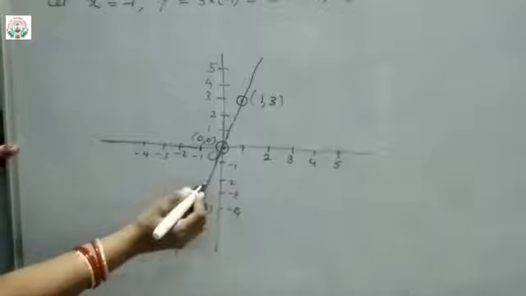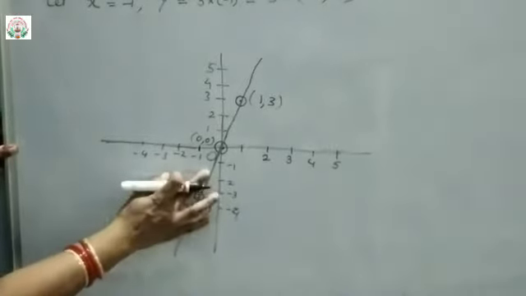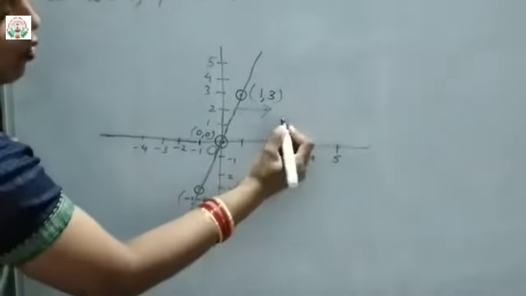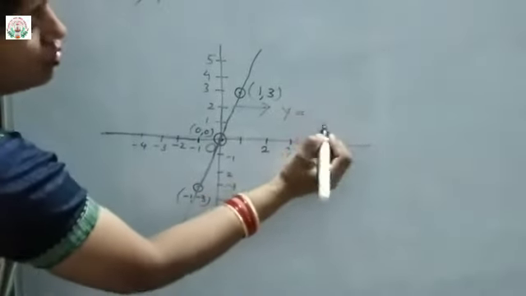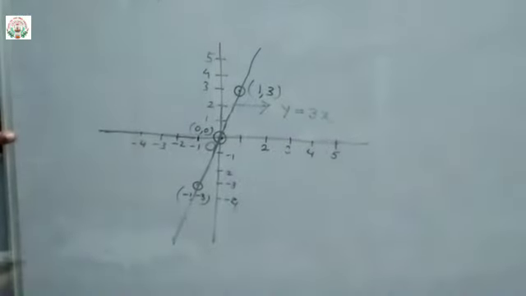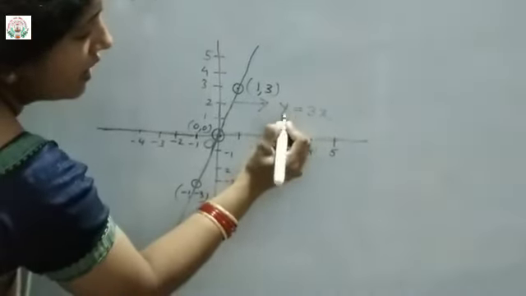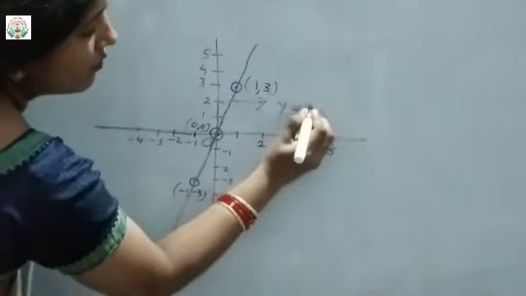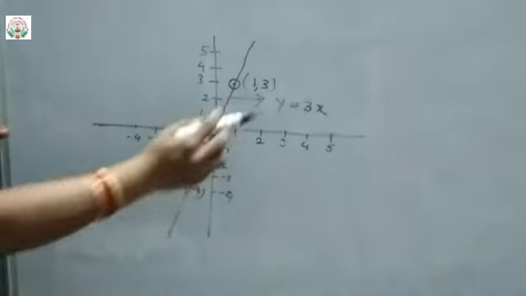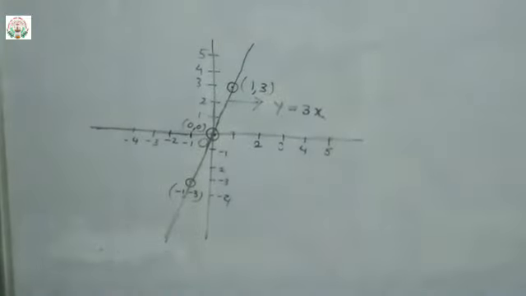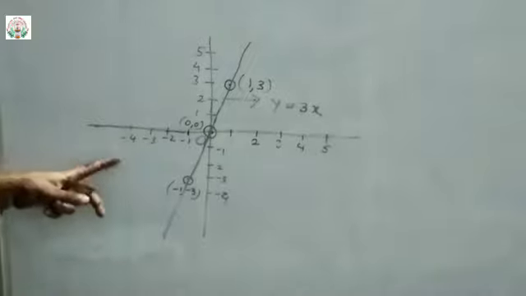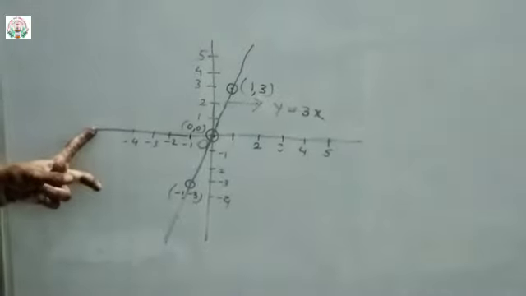So this graph equation I can write here, or on the top I can write, what is the equation for this? Y equals to 3x. That is my linear equation graph. Understood? So likewise, fourth question and second question, do it as homework.